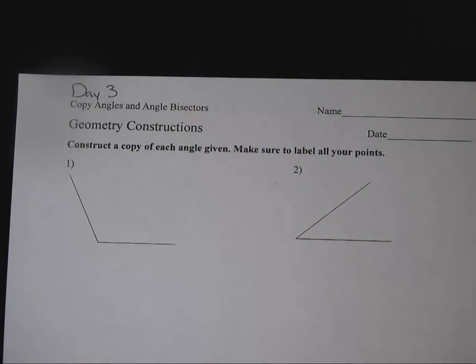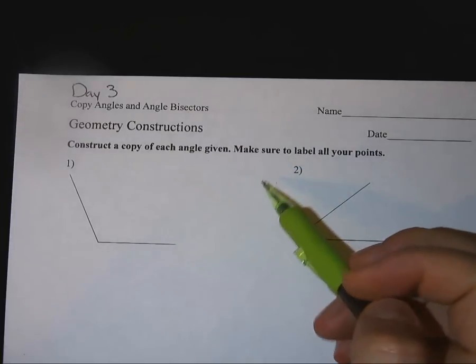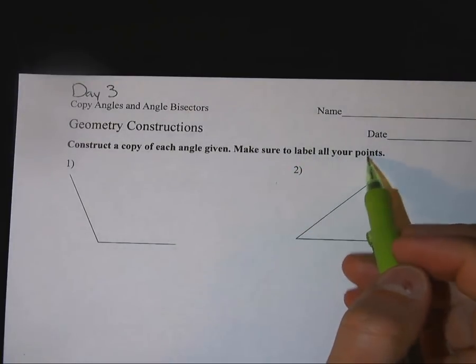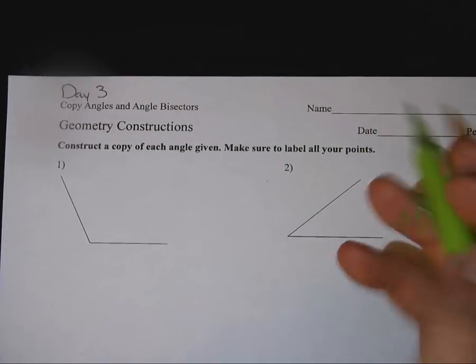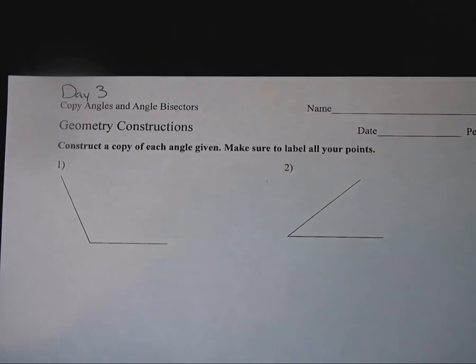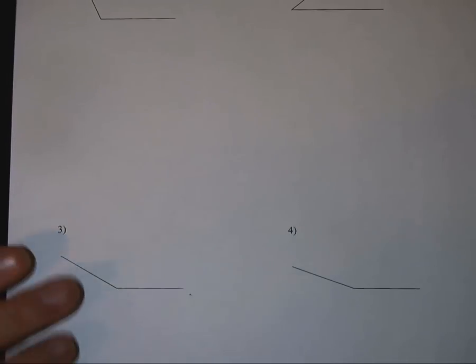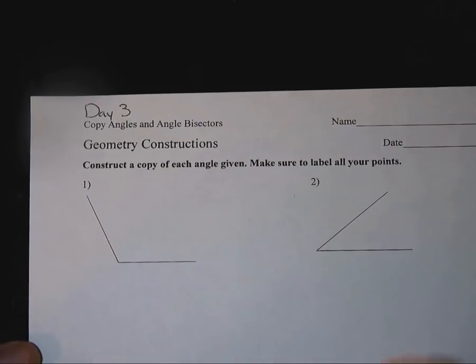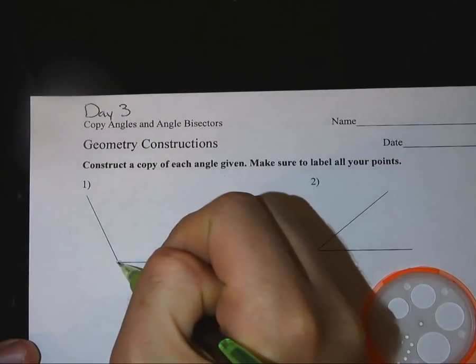Alright, so here we are with the Day 3 worksheet. It says to construct a copy of each angle given, make sure to label all your points. So this just follows the last examples, but if you've been struggling with copying these angles, this part's for you. If not, though, you can go ahead and just continue numbers 1, 2, 3, and 4. So number 1.